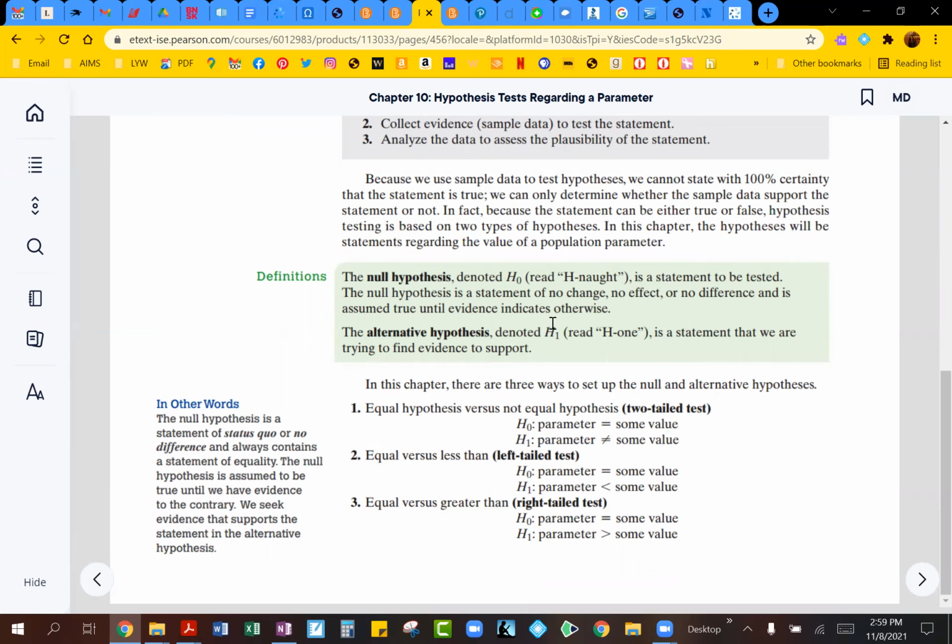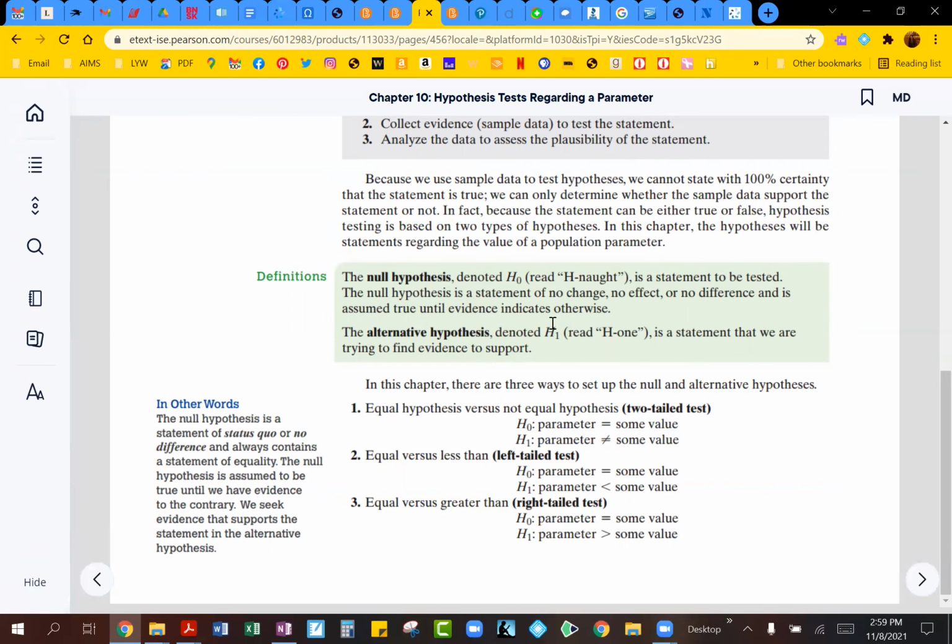The null hypothesis is a statement of no change, no effect, or no difference, and is assumed to be true until you have evidence proving it to be false. The alternative hypothesis would, of course, be a statement where you're trying to find evidence to support that your null hypothesis is not true. We use H sub 0 and H sub 1. H sub 0 is for the null hypothesis, and H sub 1, of course, is for your alternative hypothesis.